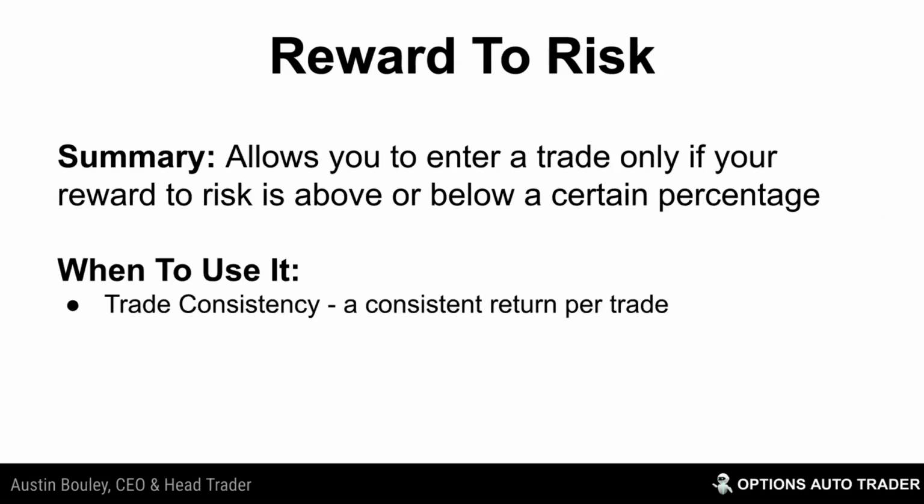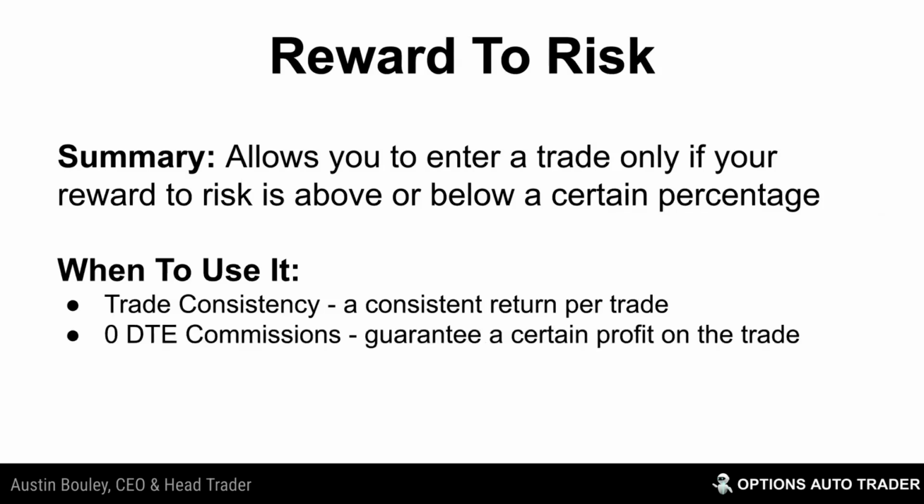So trade consistency, meaning if you have a bot that has huge wins, small wins, huge wins, small wins, and is not consistent, then you can actually manufacture that consistency by saying, hey, only place the trade if it's going to have a 30% return or more based on my reward to risk at 30%, right? Or something like that.